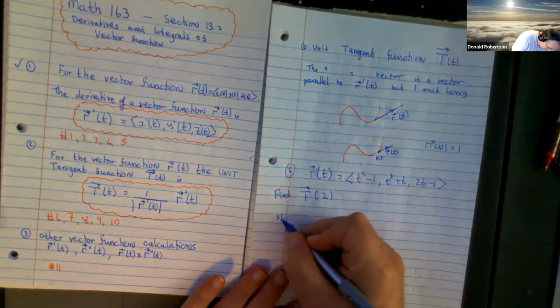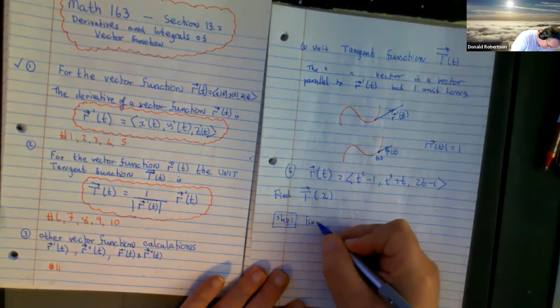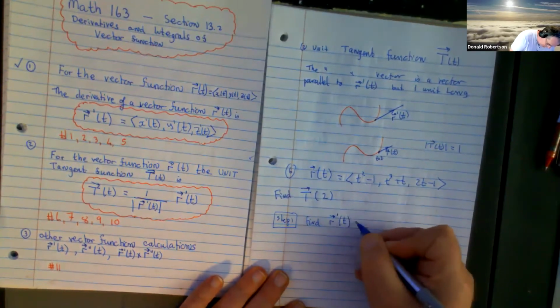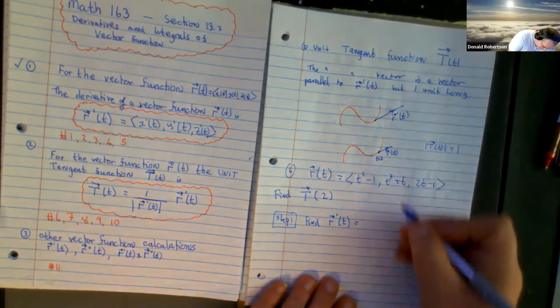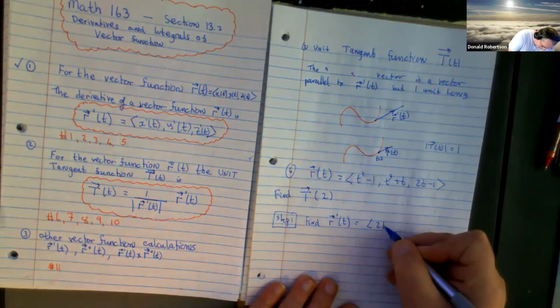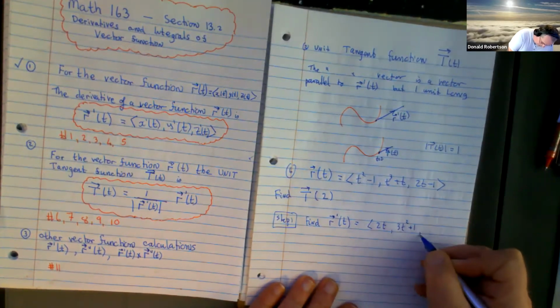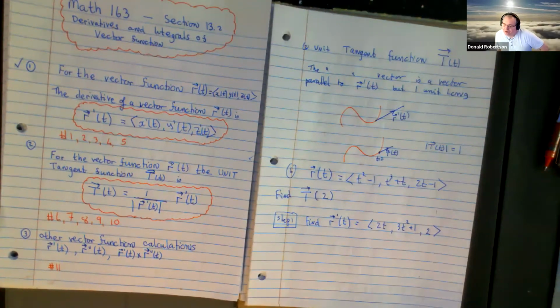So here are the processes. Step 1. Find the derivative. And I've tried to make this nice and easy for myself. 2t, 3t squared plus 1, and 2. You all comfortable with the derivatives? Made the functions nice and easy to do. So far, so good. Right.